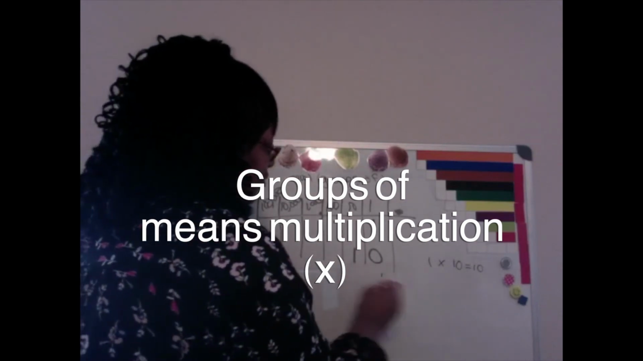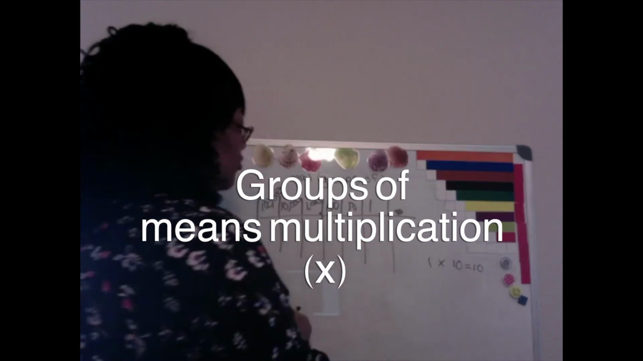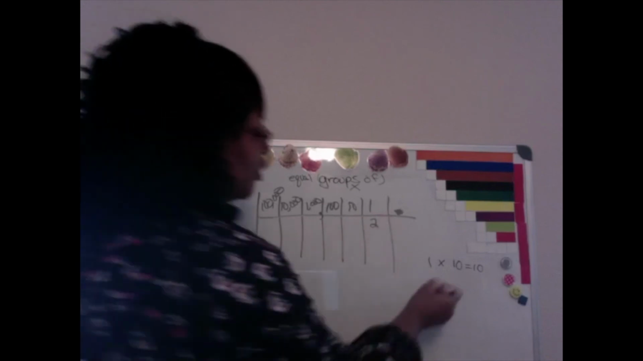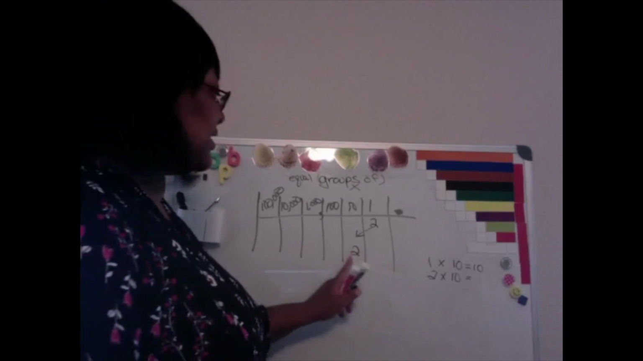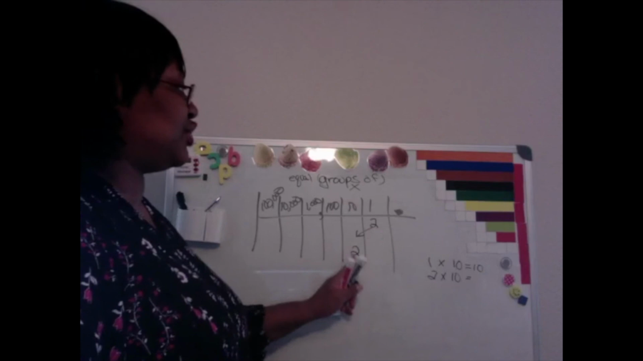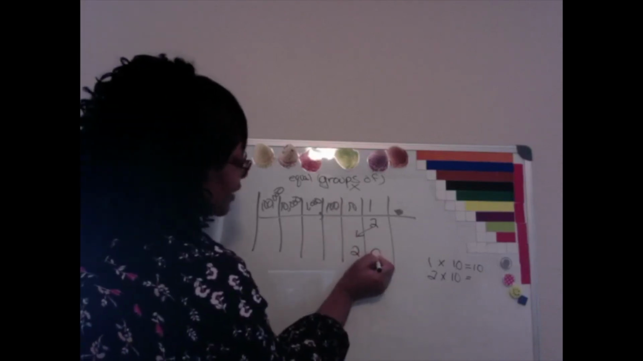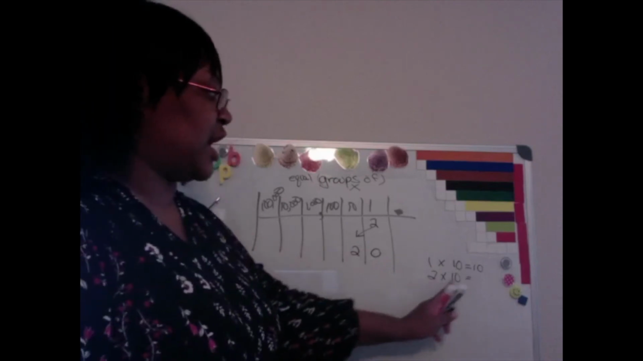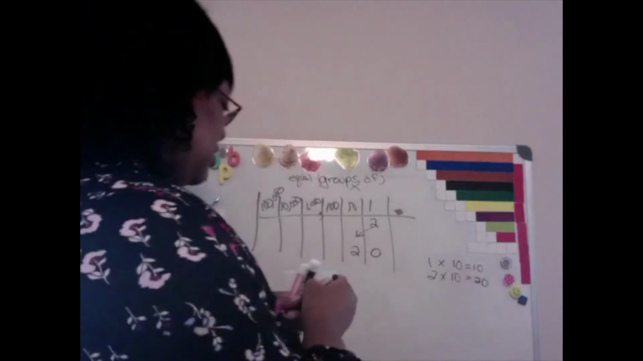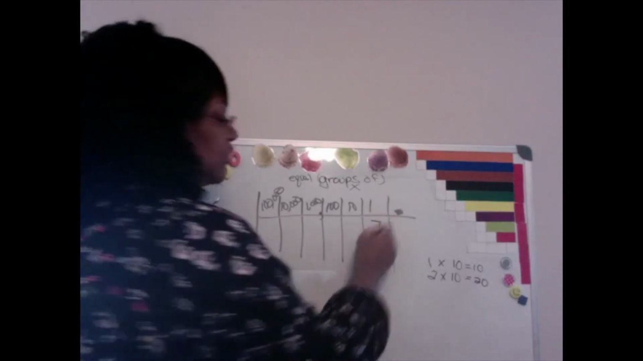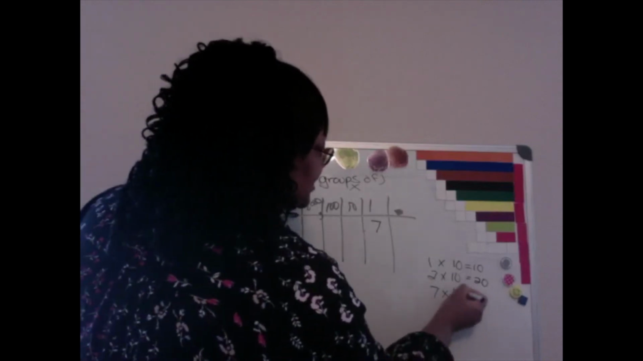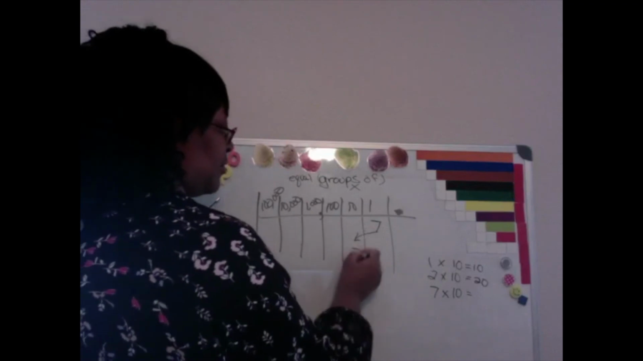Well, what if we had a 2? If I multiply 2 times 10, that means this 2, once I multiply it times 10, is going to be here. Can I leave this with nothing here? Because this is not the digit 2. This is 2 tens or 20. I have to have a 0 in the ones place. 2 times 10 is 20. Well, what if I have a 7 here? 7 times 10 equals 70.